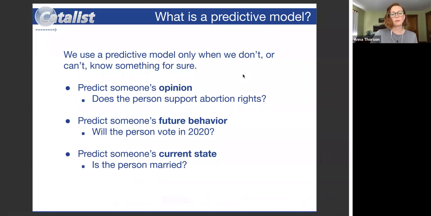And another reason that we might want to use a model is if we need to predict someone's current state. For example, is a person on our voter file married? Now, you might think that this is something that we could know about all 240 million people. But the answer is that we can't, because this data is not publicly available anywhere. So in order to try to know if somebody's married, we can't know for sure, but we can build a model to predict it.